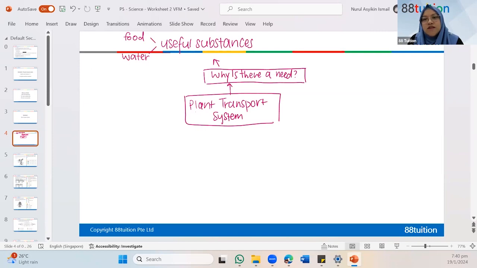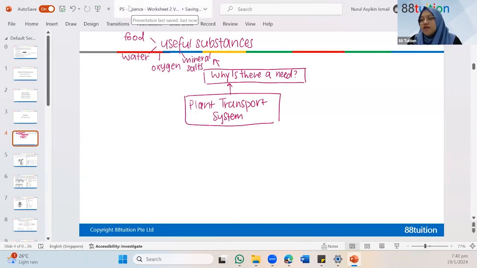Water and food only so far. Oxygen also have, okay. And then I see mineral salts appearing now. Okay, mineral salts can, okay. So what's up with all these useful substances, people?